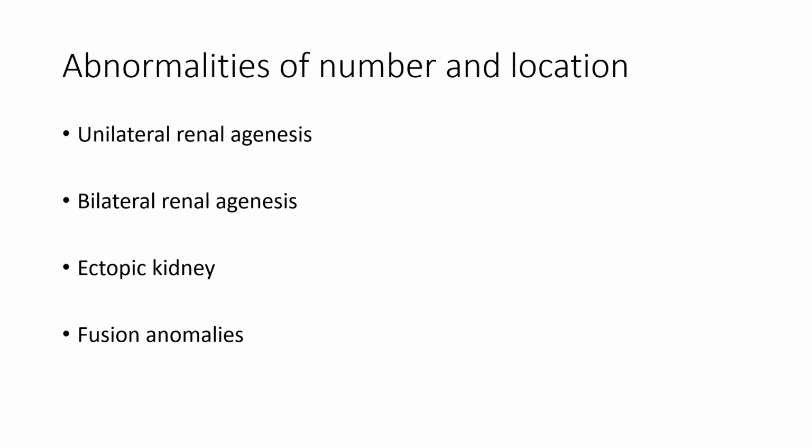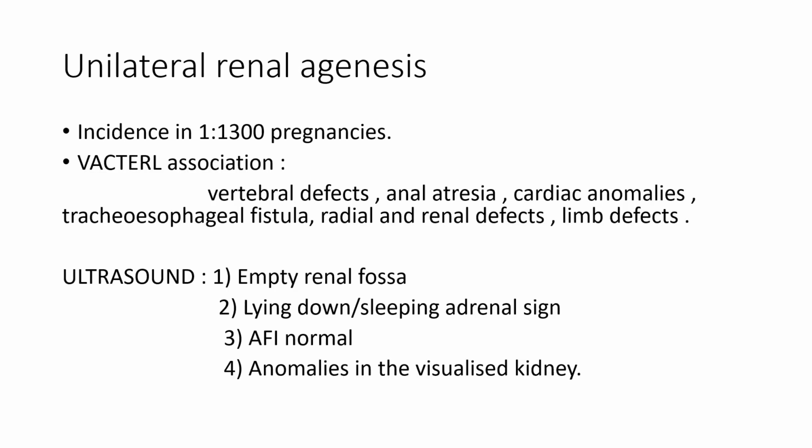Abnormalities of the location and number can be classified as unilateral renal agenesis, bilateral renal agenesis, ectopic kidney, and the fusion anomalies. Unilateral renal agenesis incidence is 1 in 1,300 pregnancies. It is usually associated with VACTERL anomalies.